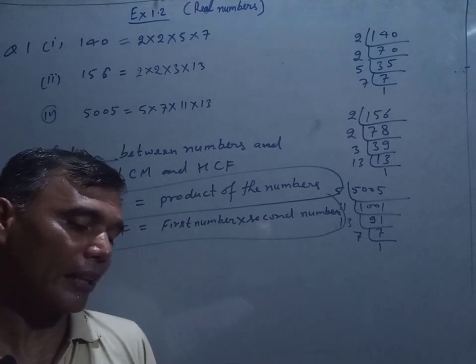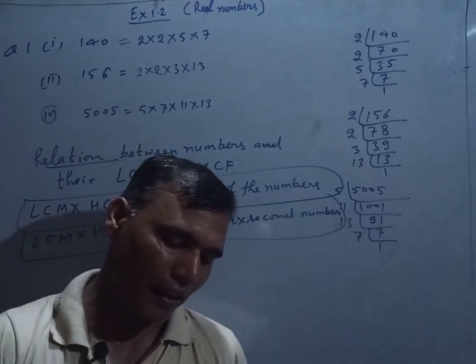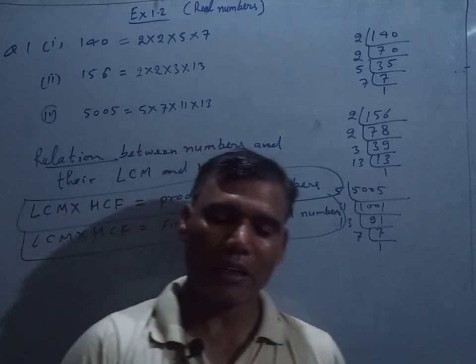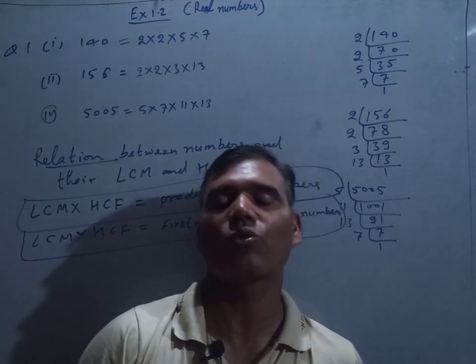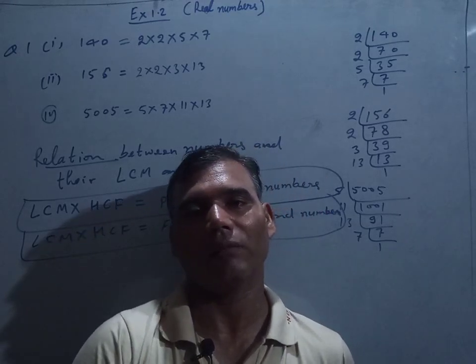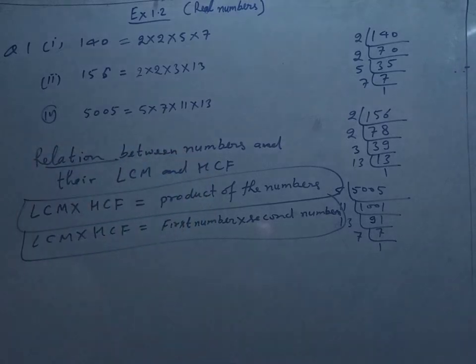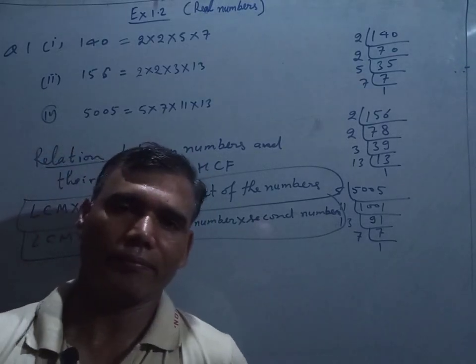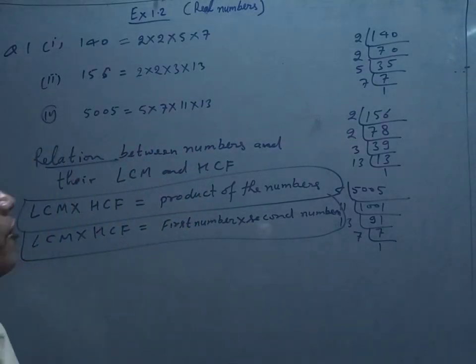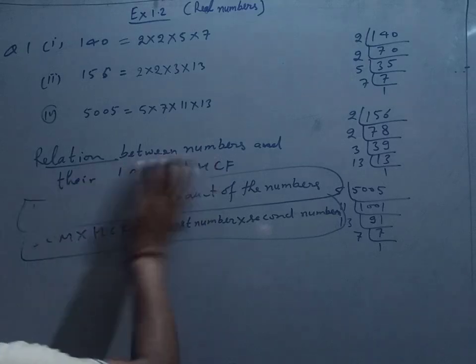Question number 2: find the LCM and HCF of the following pairs of integers and verify that LCM multiply HCF is equal to the product of the two numbers. We have two numbers, 26 and 91. Okay, students, I start to solve this question. First we have to learn the formula: LCM multiply HCF is the product of the numbers.